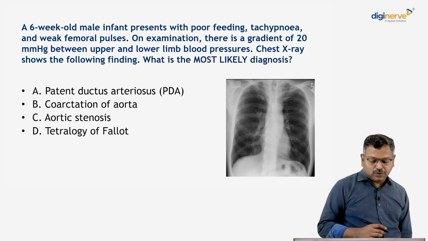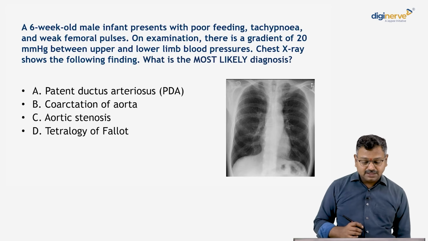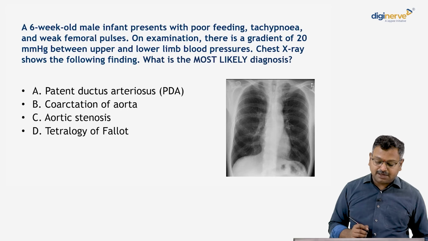A 6-week-old male presents with poor feeding, tachypnea and weak femoral pulses. On examination, there is a 20 mm gradient between the upper limb and lower limb blood pressure.